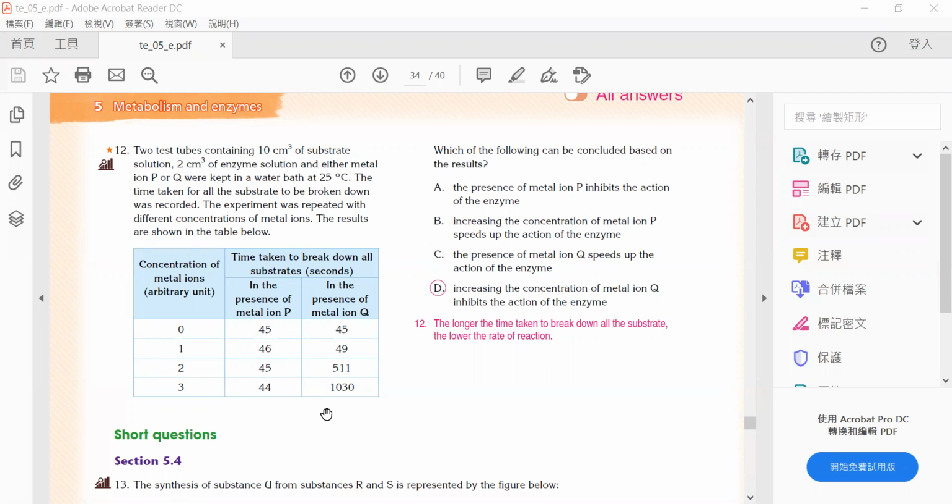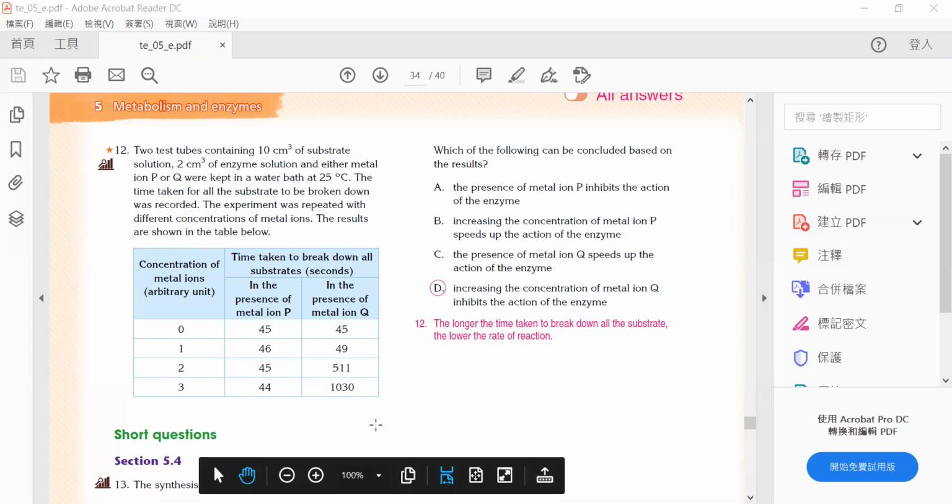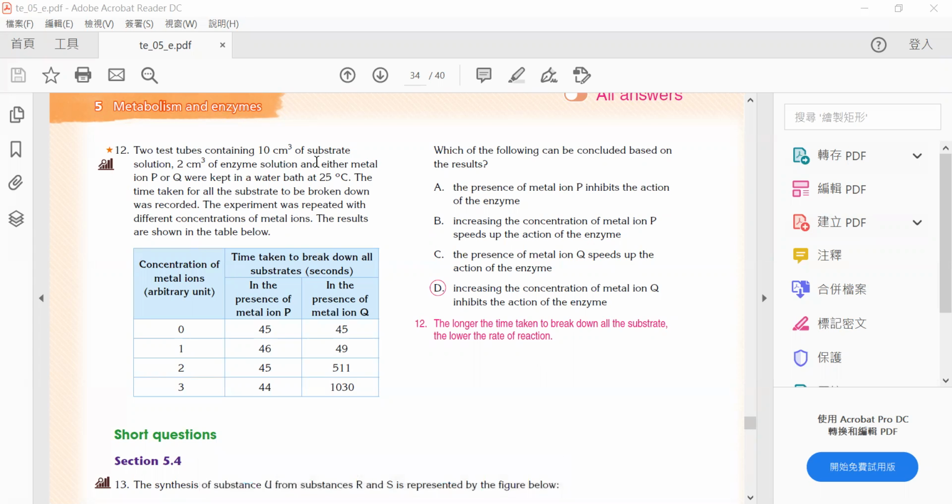Okay, this reaction is related to inhibitor. In this reaction, two test tubes each contain 10 cm³ of substrate solution and 2 cm³ of enzyme solution. The enzyme and substrate mix together, and together with either P or Q in a water bath at 25 degrees Celsius. So we have enzyme, substrate, and P, or we have enzyme, substrate, and Q.